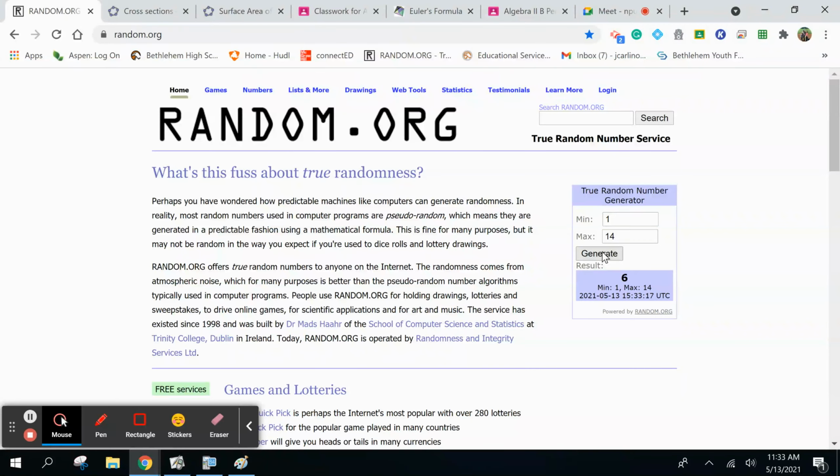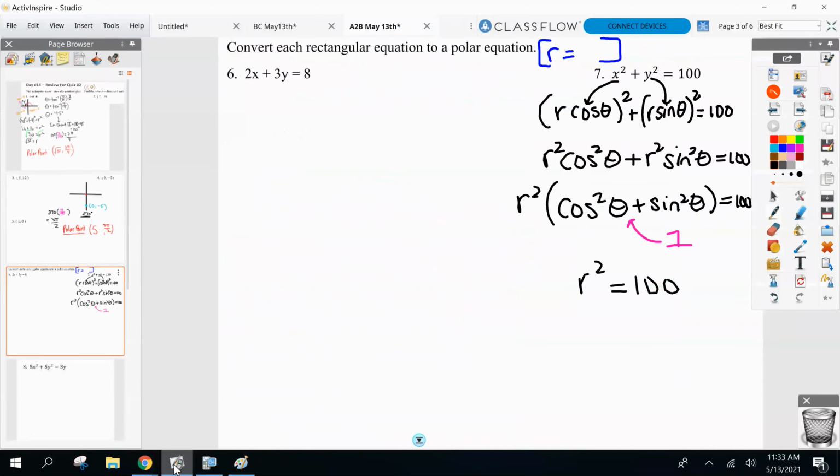What do you want, Mason? Last step on both sides? We have to, what's the opposite of square? Square root. You were right, square root. So R equals 10.